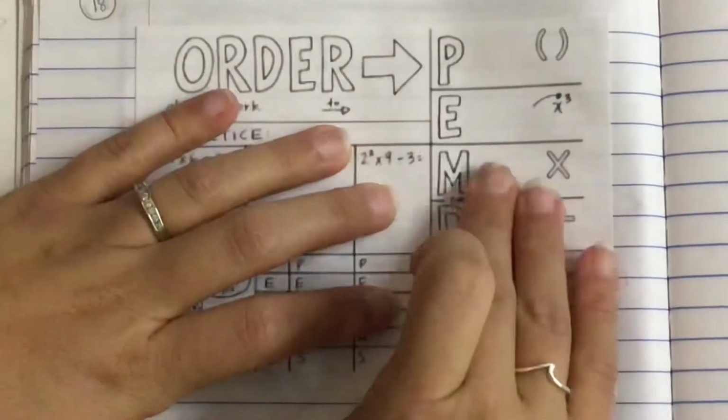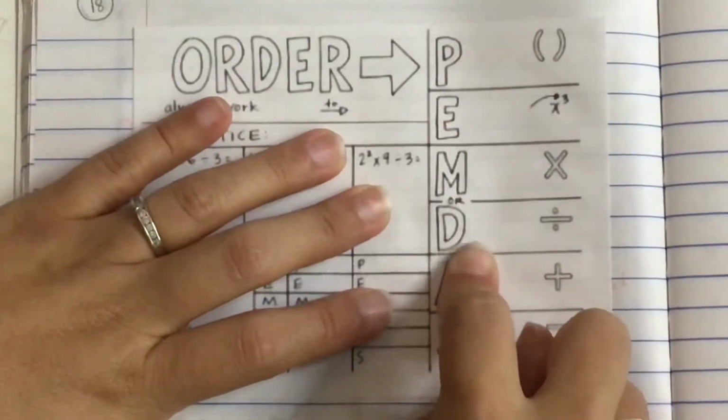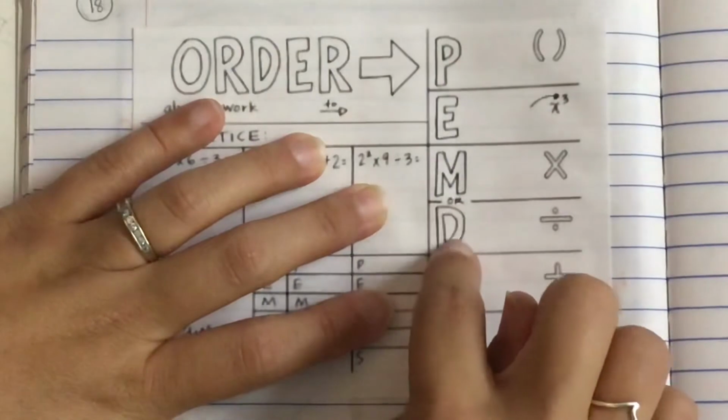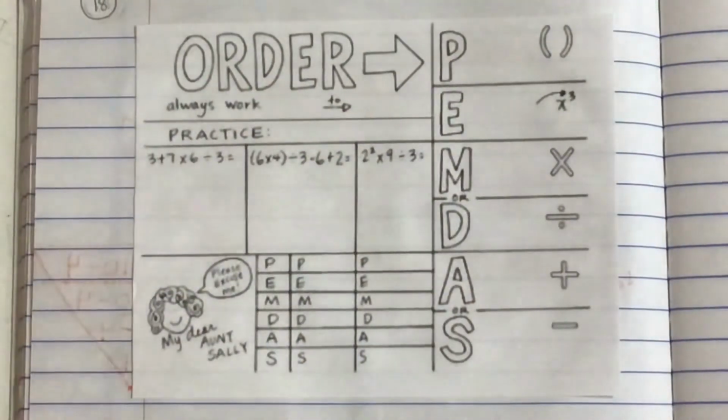Something that I'm seeing is you are always multiplying before you're dividing, but this step is actually multiplication or division. So these come together. So we're going to color code those together.